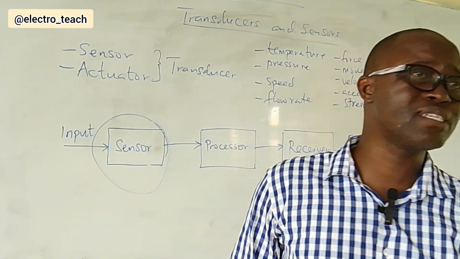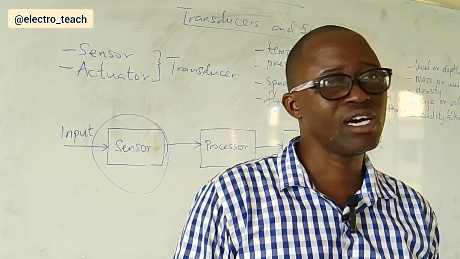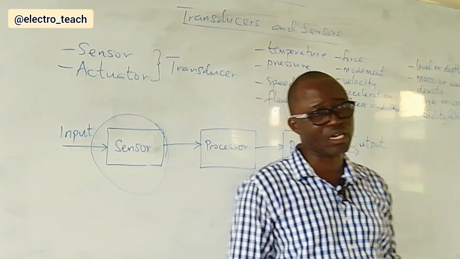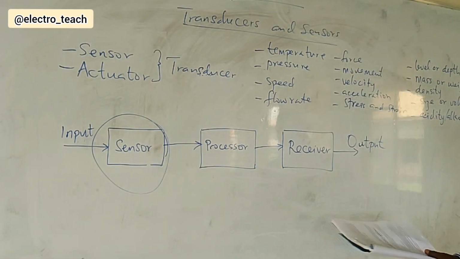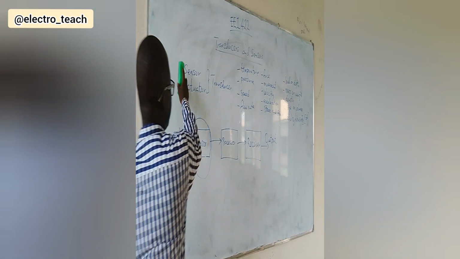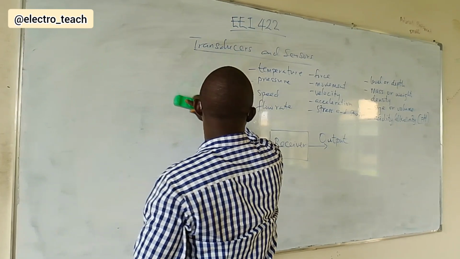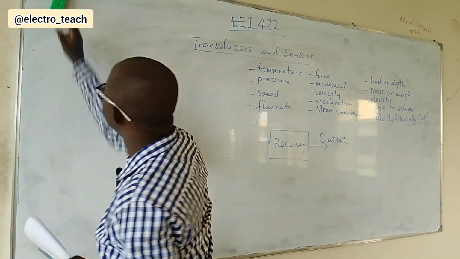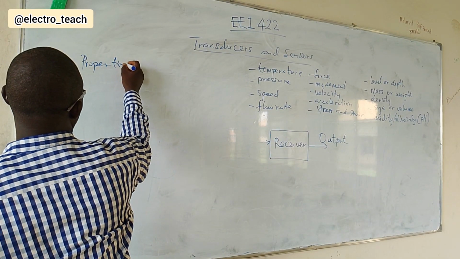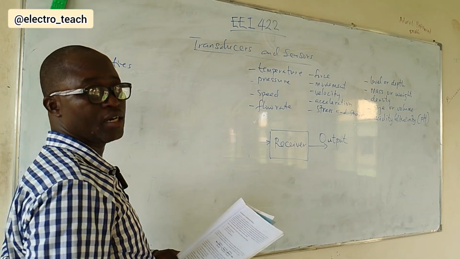Now, there are certain requirements that are needed in order to choose a good transducer for an instrumentation system. We're going to talk about some of these properties right now. So we're talking about properties that are of interest in choosing a transducer.